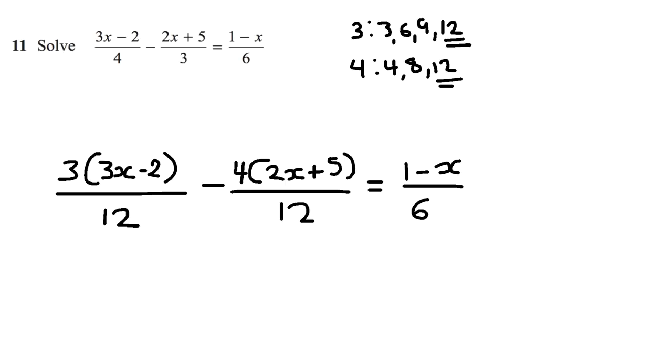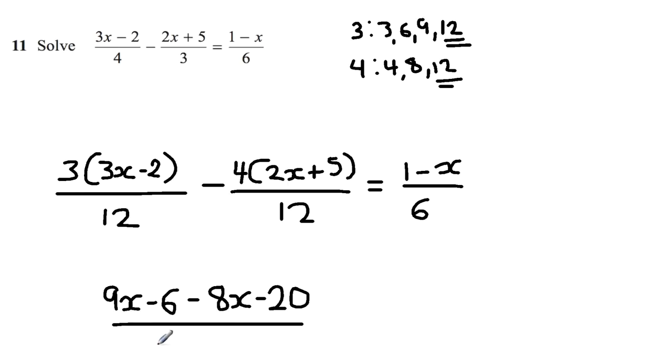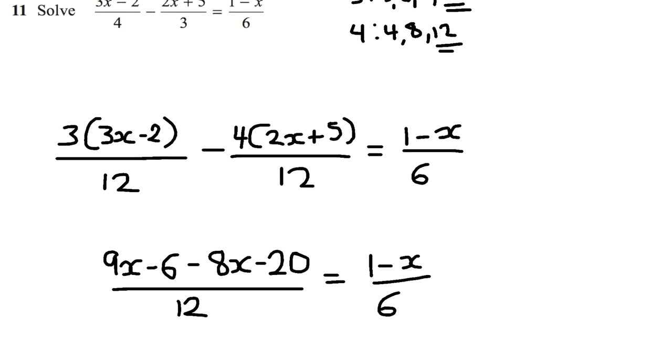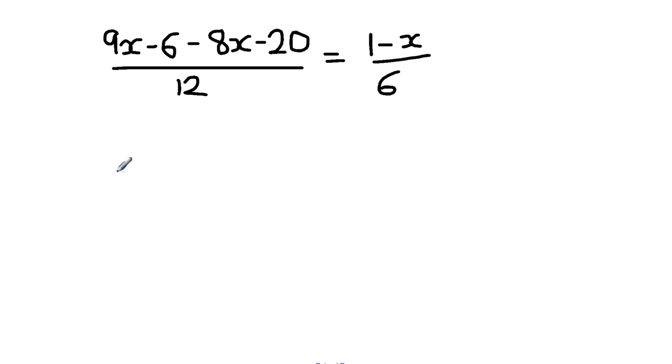What I'm going to do next is expand the bracket and simplify it further. So we should have 3 times 3x, which is 9x. 3 times minus 2 is minus 6. Minus 4 times 2x, which is minus 8x. Minus 4 times 5 gives us negative 20, over 12 equals (1 minus x) over 6. Again, I'm going to simplify it further by collecting like terms. So we should have x minus 26 over 12 equals 1 minus x over 6.